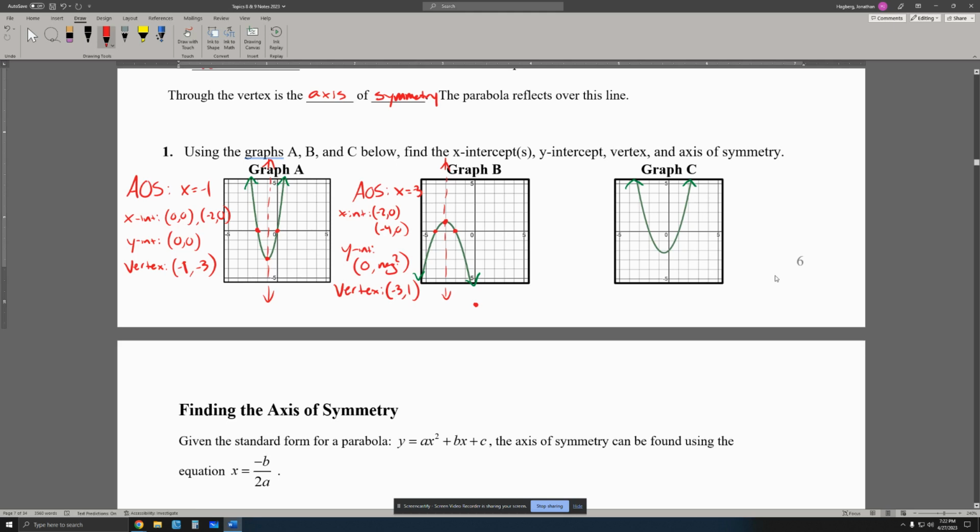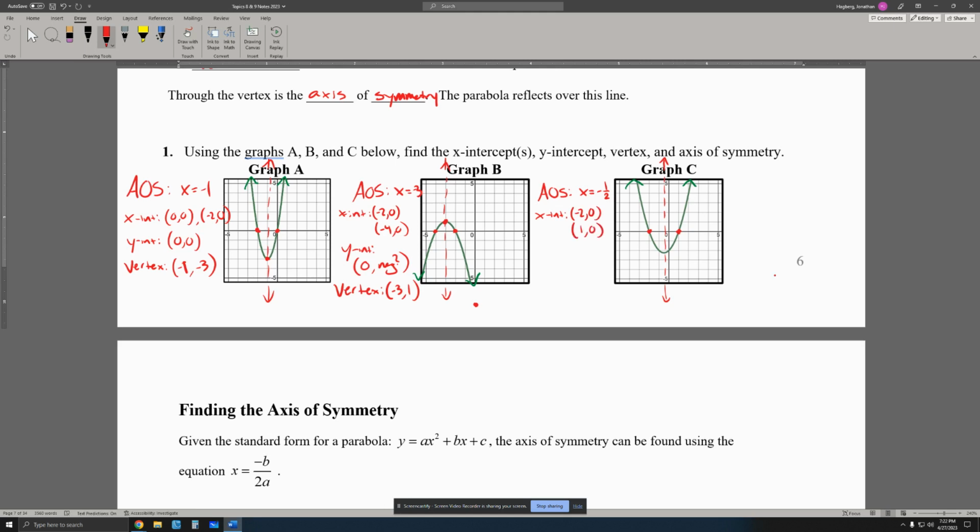Excellent. Graph C, we have an axis of symmetry. It looks like it's right through the middle here. It's a little hard to tell, but it looks like it's right in the middle of 0 and -1. Okay, we don't know for sure yet, but we'll see later on in these notes there is a way that we can find that. So for now, I'm just going to approximate x equals -1/2. For the x-intercepts, we've got 2 of them. We've got -2, and we've got 1.